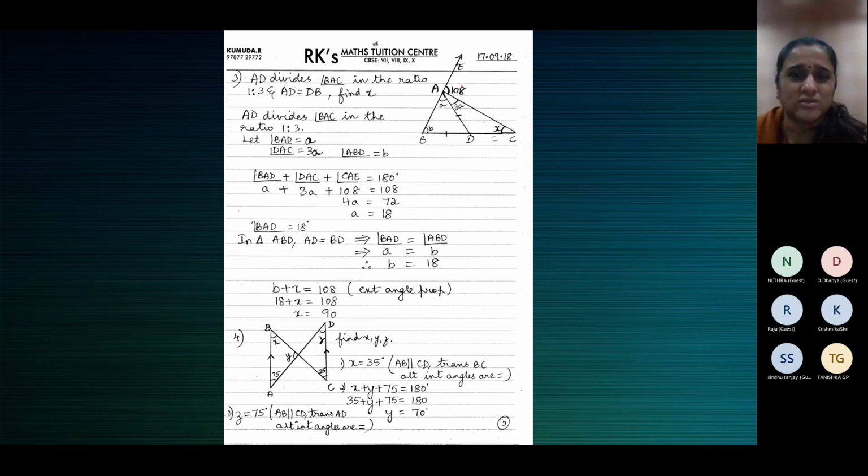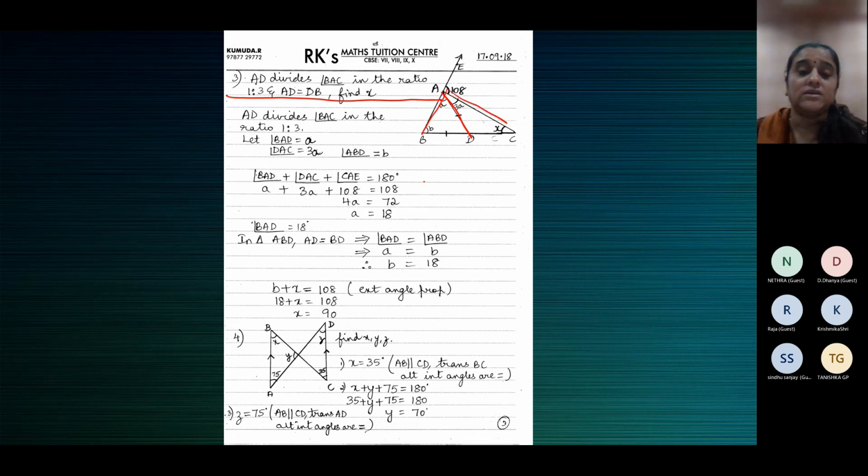I've not written the question here, the question is so big, but you understand from the figure what is given here. I've just written the question in short. You can see it here. AD divides angle BAC.